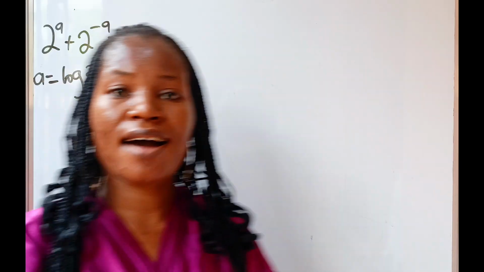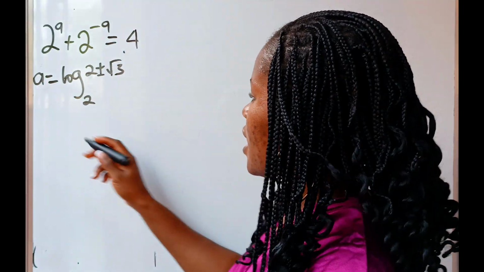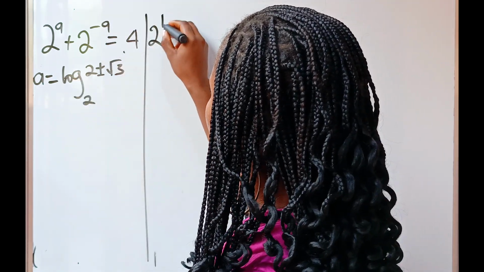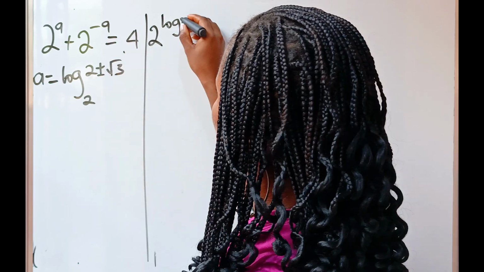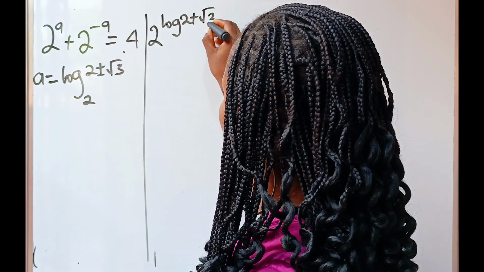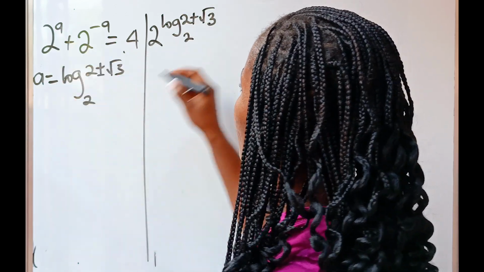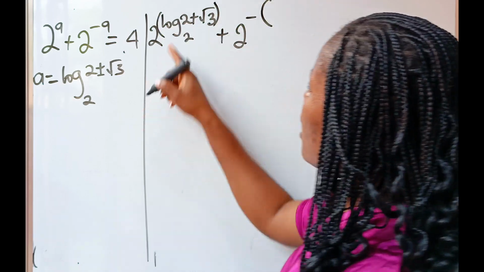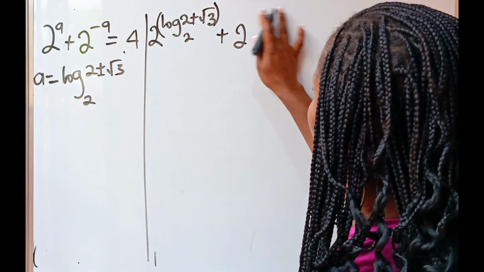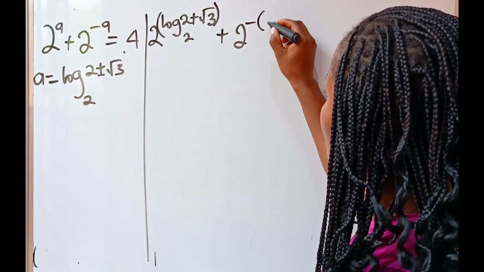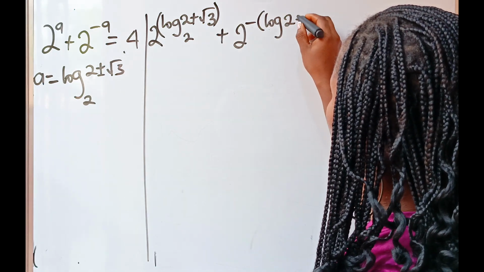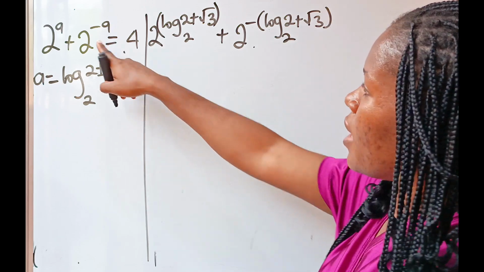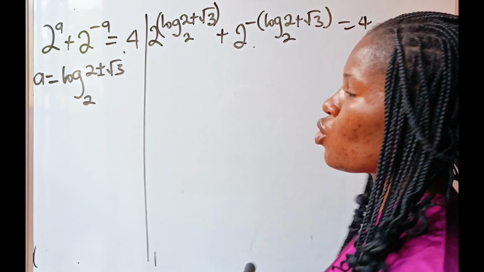Now let's prove that our answer is correct. So the question says that 2 to the power of a, I think I'm going to start from here. Now our a is, I'm going to take the positive, that is log 2 plus root 3 base 2. Okay, that is our a. Right, plus 2 to the power of minus a, that is minus log 2 plus root 3 base 2. Okay, base 2. That is it for this, is equal to 4.